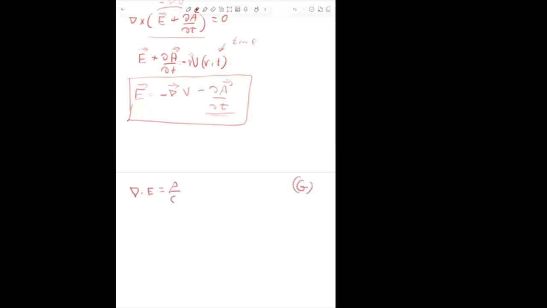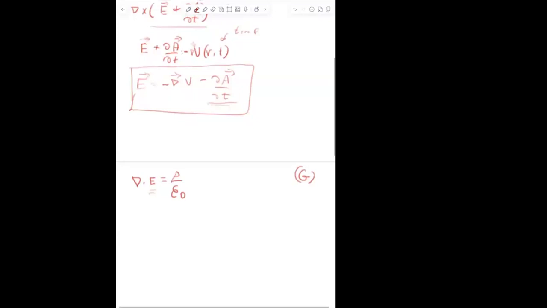div E is rho divided by epsilon 0. But now, instead of E, we can use the potentials, and let us do that. Then we'll get something which will be familiar to you, but with a new twist. So here I have div of (minus grad V minus dA/dt). This is just the electric field now. This is equal to the source of the charges that we have in the system.